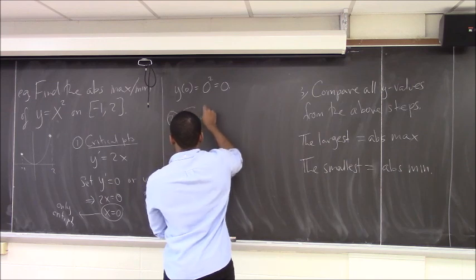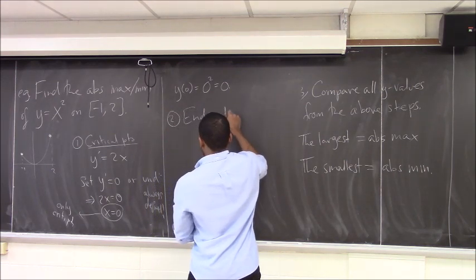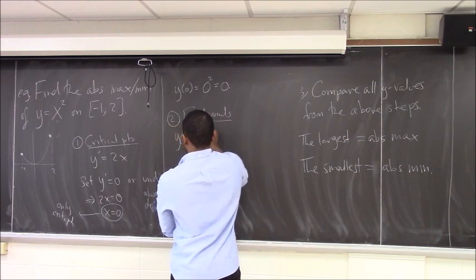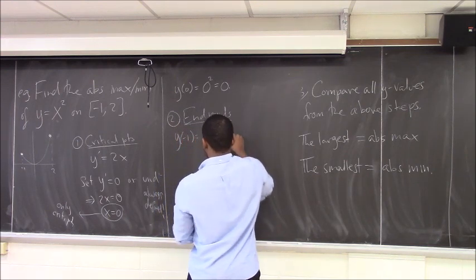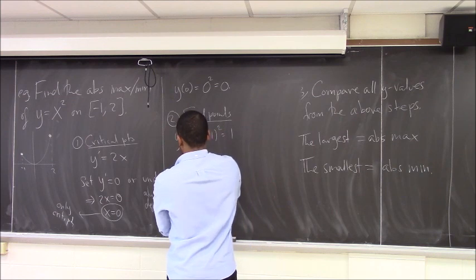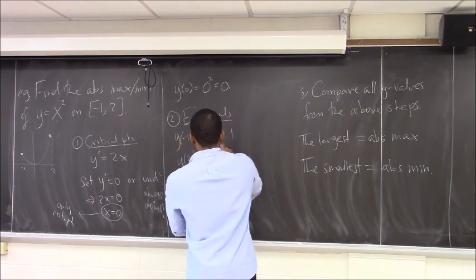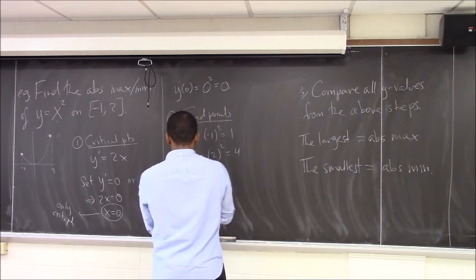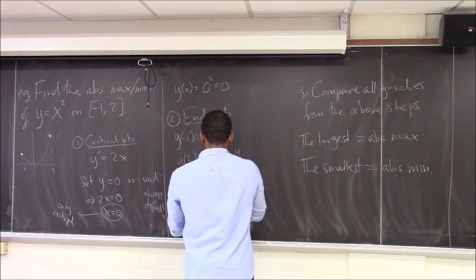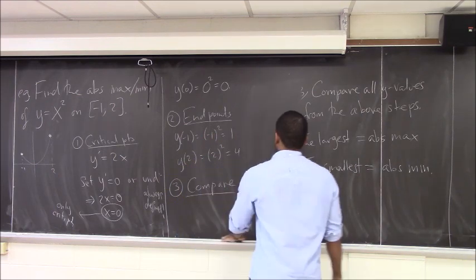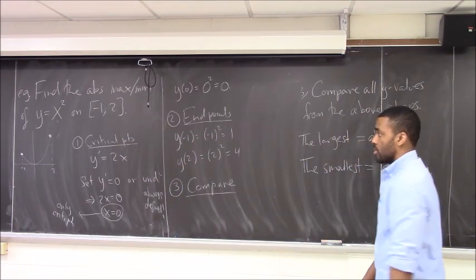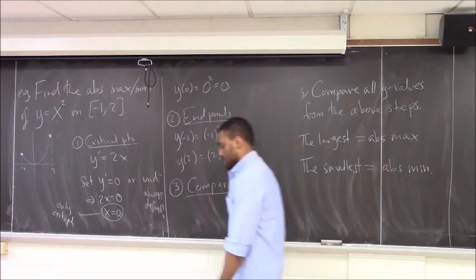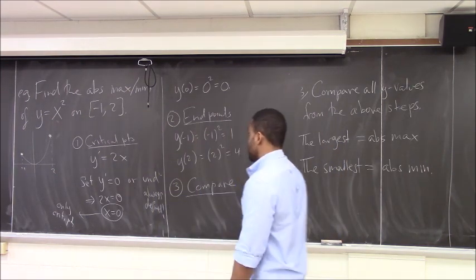Then you go on to the second step. Check the endpoints. So I'm going to find y of minus 1, which is minus 1 squared, which is 1. I'm going to find y of 2, which is 2 squared, which is 4. In step 3, we're going to compare. So we've found 3 y values that are of interest here. Who's the absolute max?